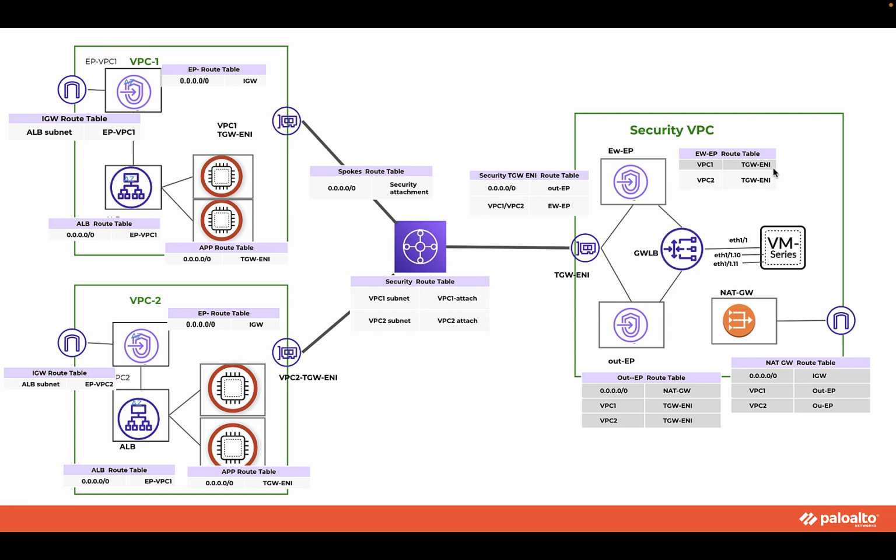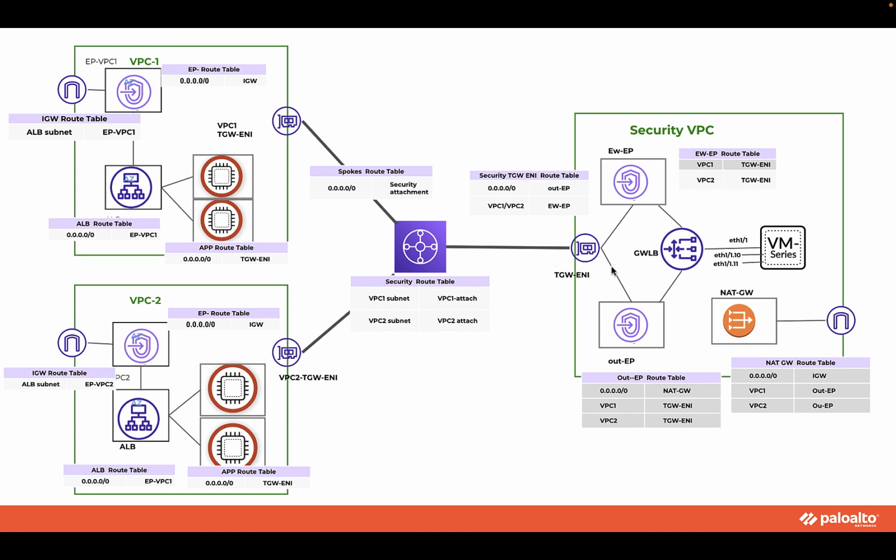At the endpoint, we need to have the right routes configured for the traffic to be forwarded in the next direction. So if you look at the outbound endpoint, I have a default route configured to send the traffic towards the NAT gateway. At the NAT gateway, I have a default route to send the traffic out via the internet gateway. Similarly, in the east-west endpoint, anything for VPC1 traffic will be forwarded towards the attachment, and anything for the VPC2 traffic will also be forwarded towards the attachment.